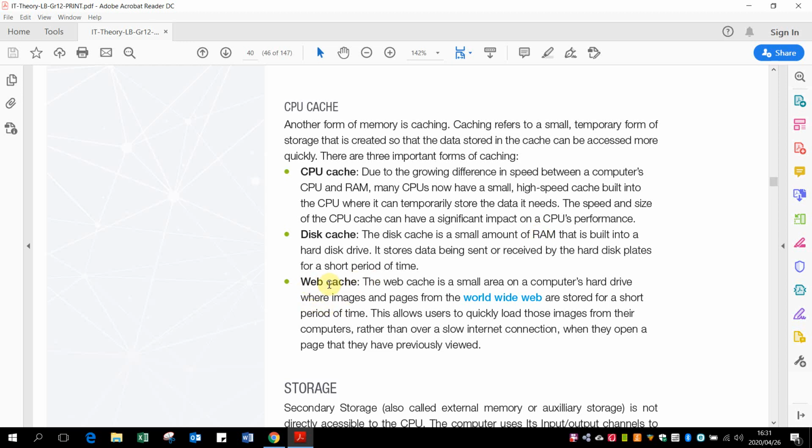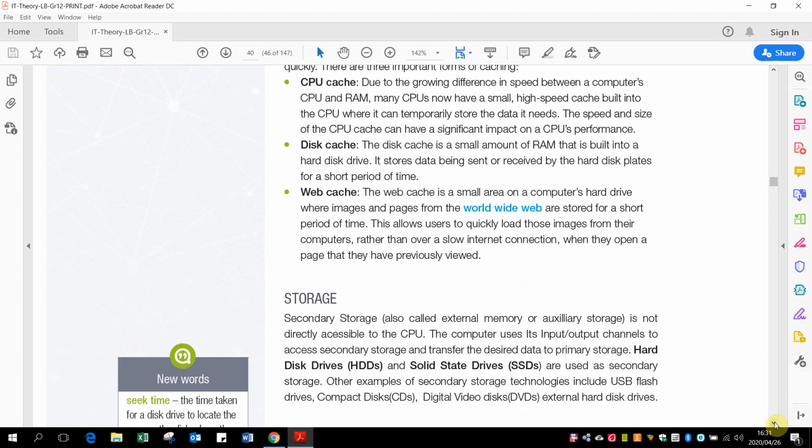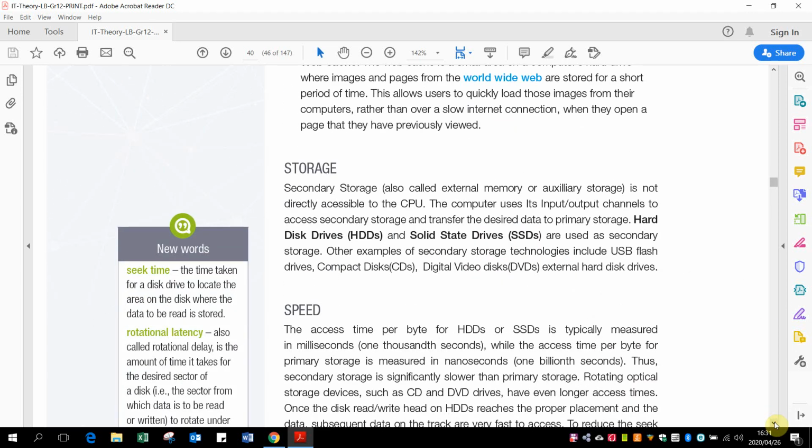And then the last one is web caching to make a website faster. That means we need some hard drive space. So the web cache is a small area on the computer's hard drive where images and pages of the World Wide Web are stored, so that the next time you visit those same sites, you can actually open them faster because it doesn't need to download those images again.